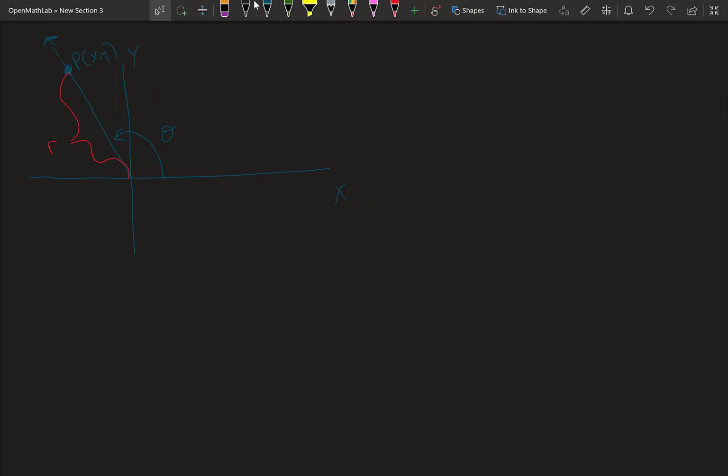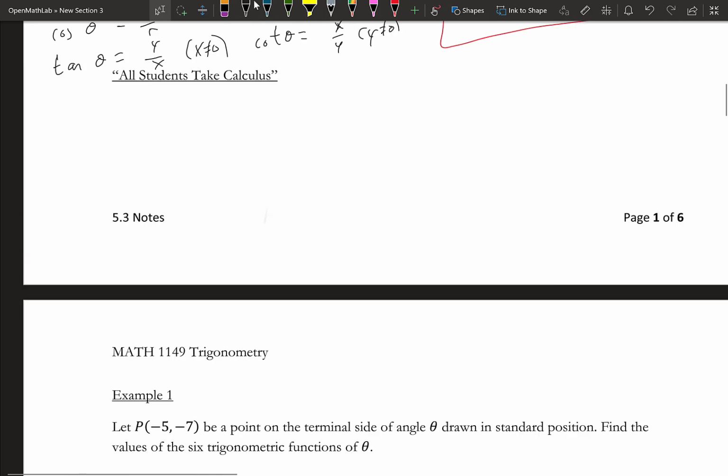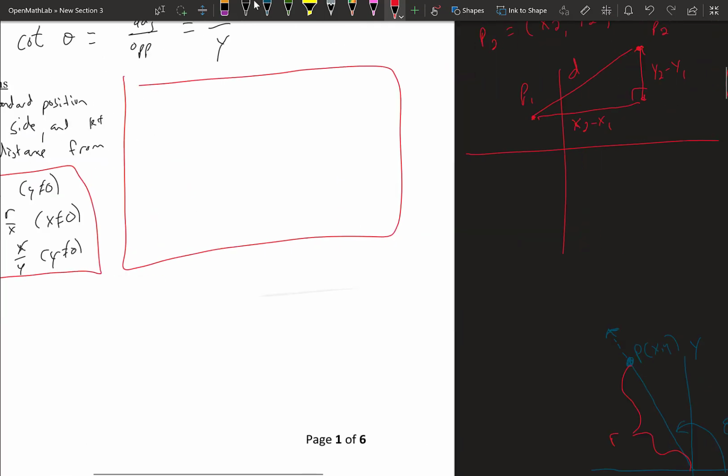So if we think about the sign of each of the trig functions in each quadrant, really we only have to pay attention to x and y, because we already said that r cannot equal 0. Notice that the trig functions are ratios of x, y, and r. That's what this part is saying right here. So the sign of sine or cosine, for example, depends on what x and y are, right?